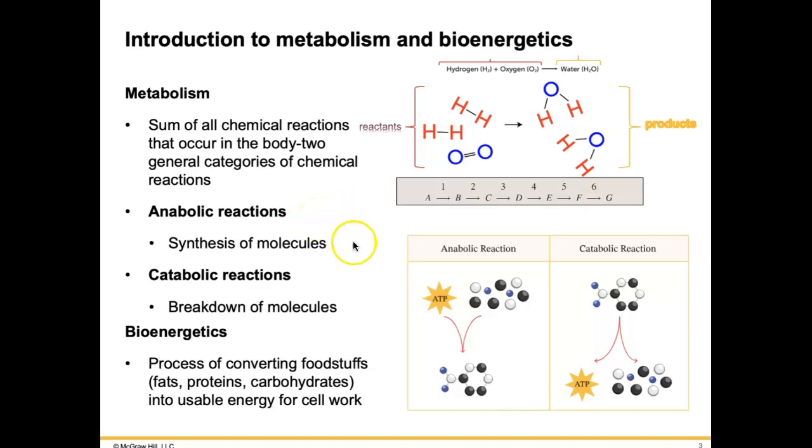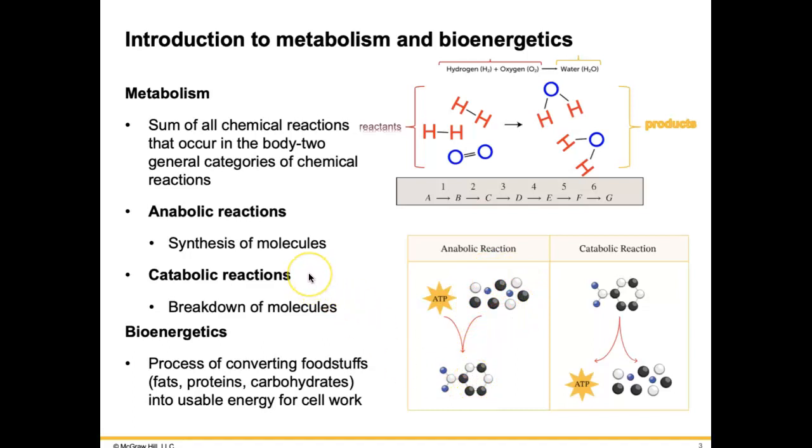So two types of reactions that we are going to put under the umbrella of metabolism is anabolic reactions, which would be synthesis of molecules. And you could see that illustrated over here where we have smaller molecules or elements that are going to combine with ATP in order to create a larger molecule. And we can think of the A in there as meaning add. So we're taking these smaller molecules and adding them together to get a larger one.